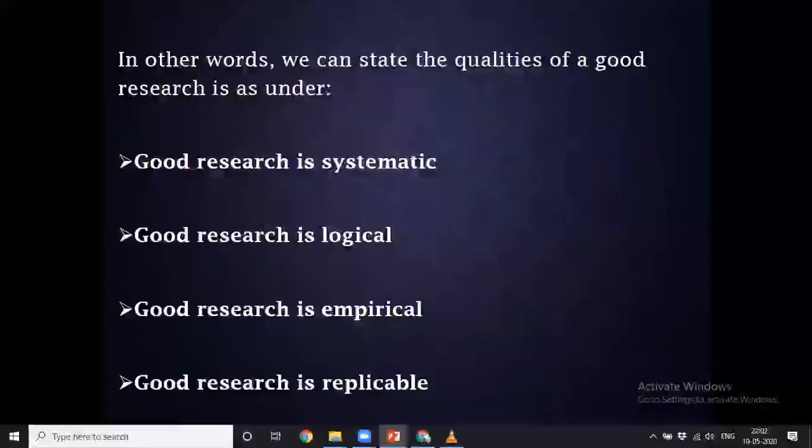So overall, we can say that research is good research if it is systematic, logical, empirical, and replicable. If altogether all these points are satisfied, then the research will be considered good research.